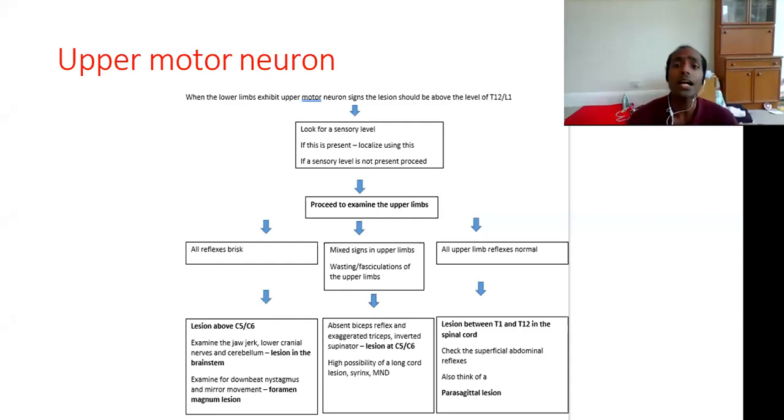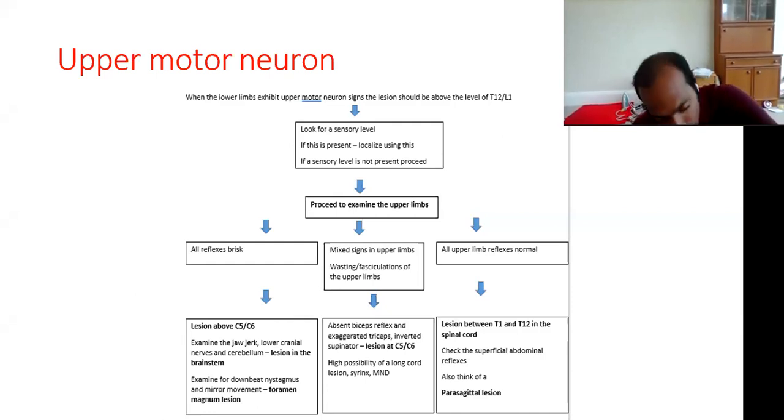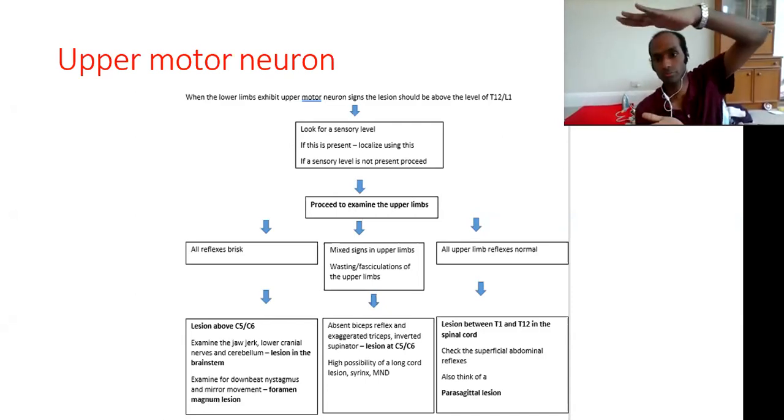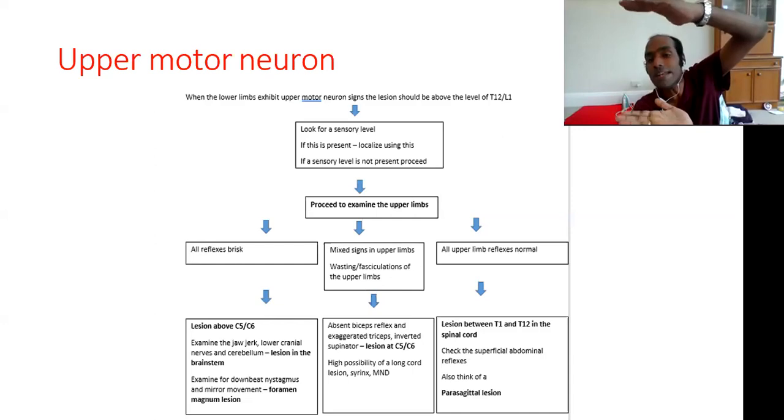If there is no sensory level, what you do is you examine the upper limbs. Upper limb reflexes are normal. Now where is the lesion? If the upper limb reflexes are normal, the lesion has to be between T1 and L1. So the lesion has to be in that area.